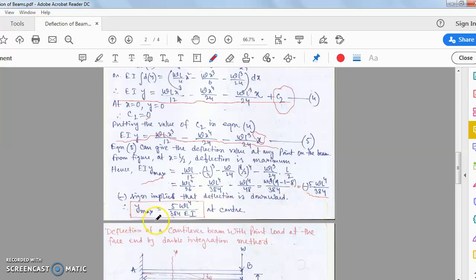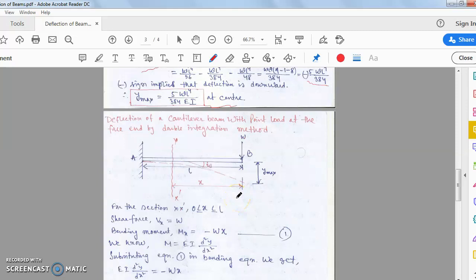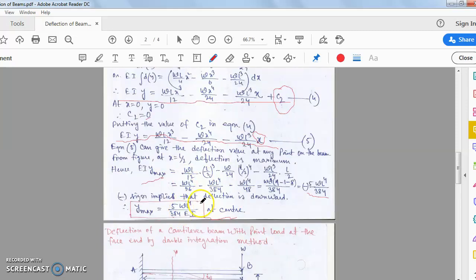So y max equal to 5 by 384 WL to the power 4 by EI, and the maximum deflection occurs at the center. So you must remember this thing. Y max is at the center and the value is 5 by 384 WL to the power 4 by EI. And obviously remember that W is the small w, the uniformly distributed load amount W, okay?